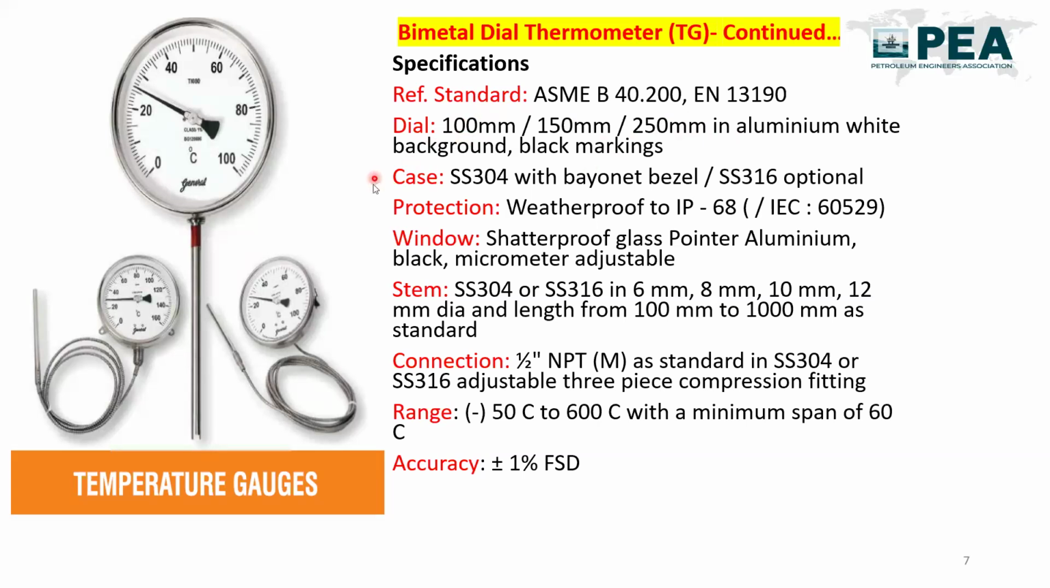Okay, the case material. This is the case material of the temperature gauge. The case material will be SS304 in general, but if we need to select SS316, that is also available with the manufacturer. But see, this case material does not come in contact with any process fluid. So if we use SS304, that is not a big problem for us.